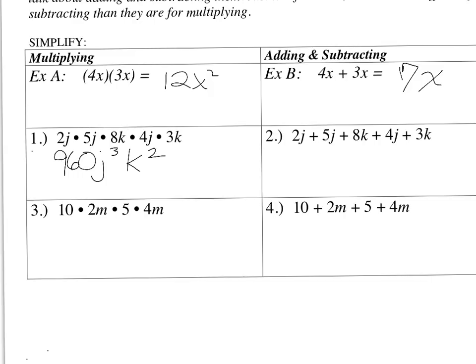Here we're adding instead of multiplying. So we can only add things that are like terms. Remember, like terms have to have the same variable and the same exponent. So I'm going to add my j's separately from my k's. When I add the j's, I like to think about some noun that starts with the letter J. How about jaguars? So I'm going to circle all the jaguars. Here I have 2 jaguars, and then I have 5 jaguars.